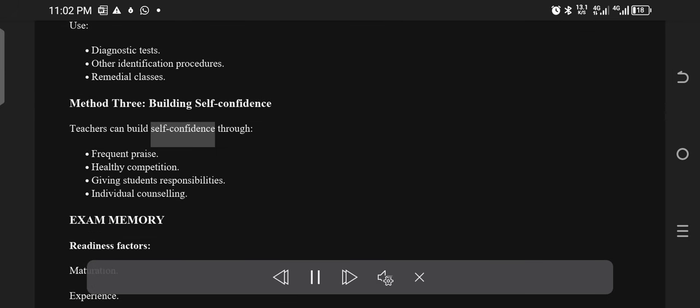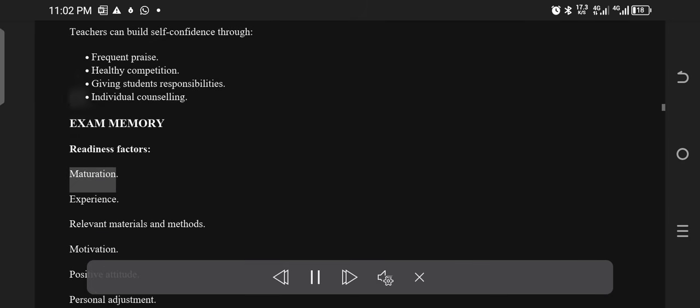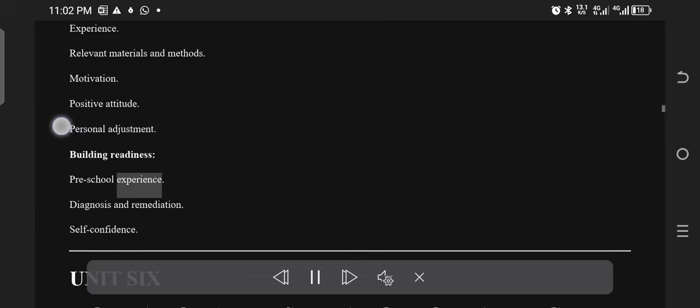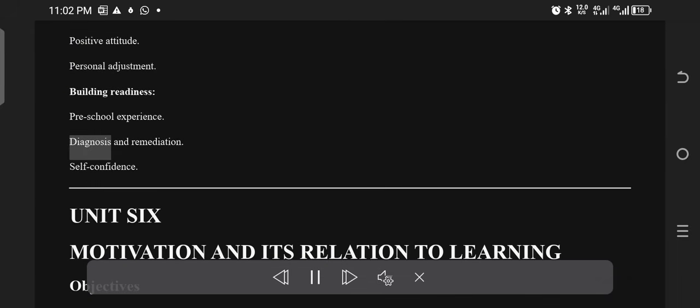Teachers can build self-confidence through frequent praise, healthy competition, giving students responsibilities, and individual counseling. Exam memory: readiness factors, maturation, experience, relevant materials and methods, motivation, positive attitude, personal adjustment, building readiness, preschool experience, diagnosis and remediation, self-confidence.